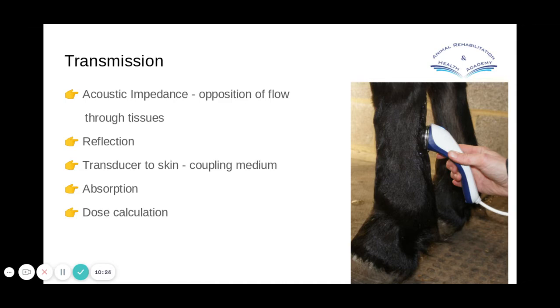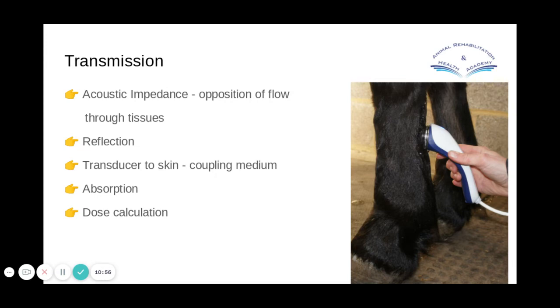Okay, so next we need to think about the transmission. So what does this mean then? This is a transmission of the sound wave through the tissue. And there's a thing called acoustic impedance, and that is the opposition of the flow through the tissue. So how resistant is the tissue to the sound wave? And there are different impedances between different tissues. So some it will flow through more easily, some it will just hit and not be able to flow through.